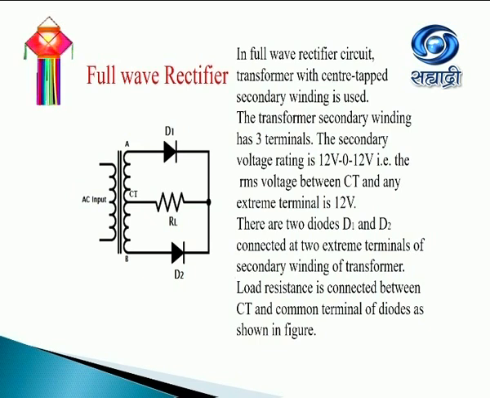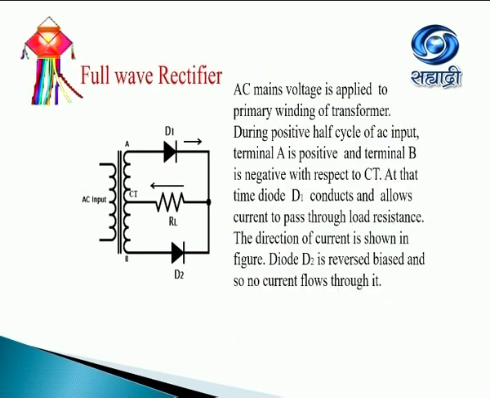There are 2 diodes, D1 and D2, connected at the 2 extreme terminals of the secondary winding of the transformer. The load resistance is connected between the CT and the common terminal of the diodes as shown in the figure. AC mains voltage is applied to the primary winding of the transformer.